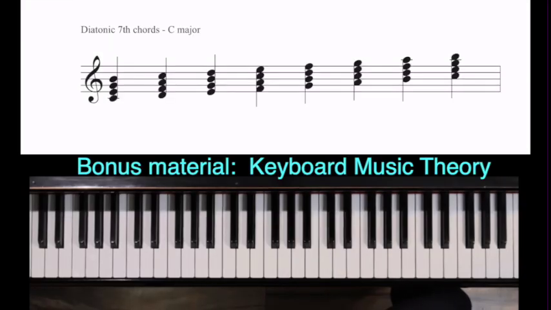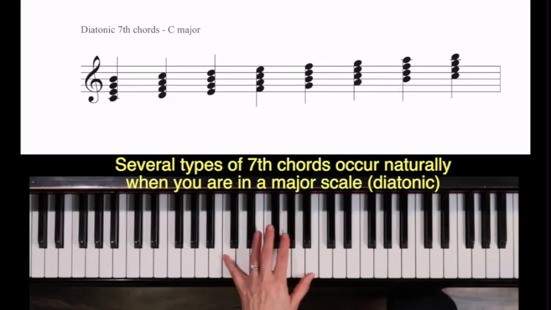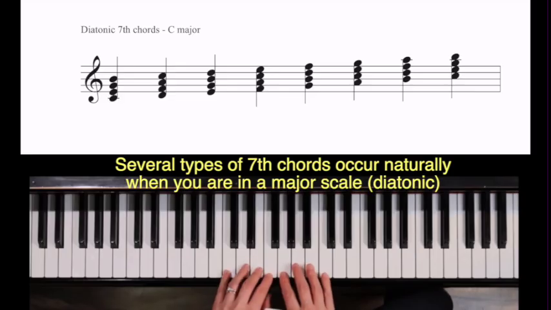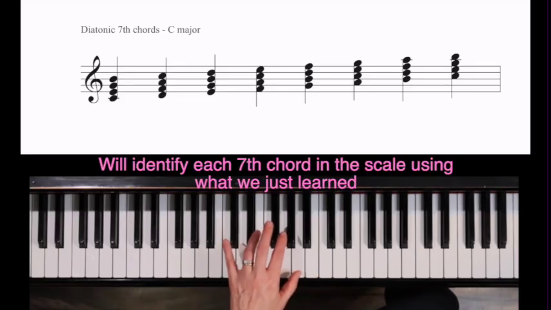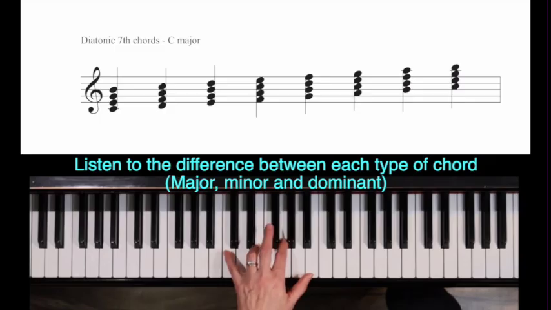For those of you who really like music theory, here's a little bit of bonus material. A variety of different 7th chords happen naturally when you are in a scale. Using the scale notes is called diatonic. I'm going to take the information that we just learned about the major 7, the minor 7, and dominant 7, and we're going to identify these chords that naturally occur in a scale. During this part of the exercise, try to listen and hear the difference between the chords.